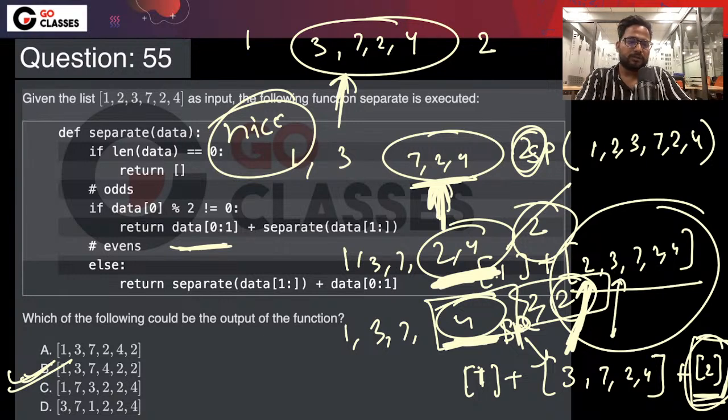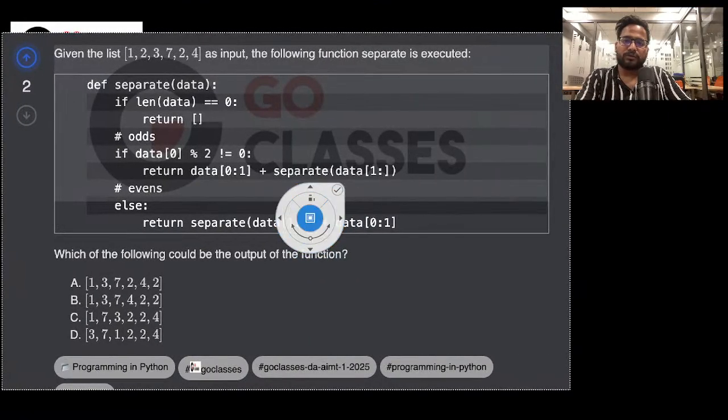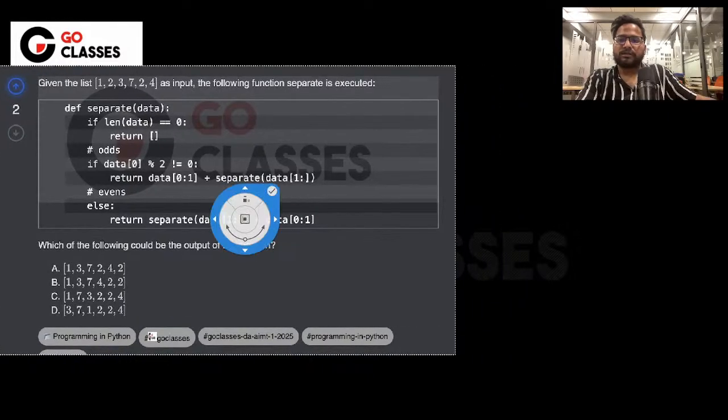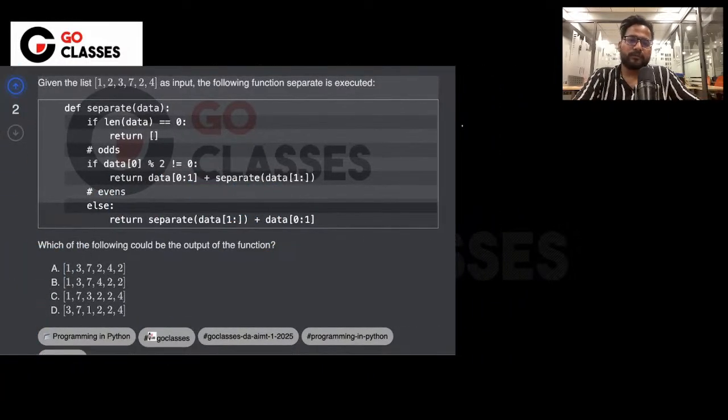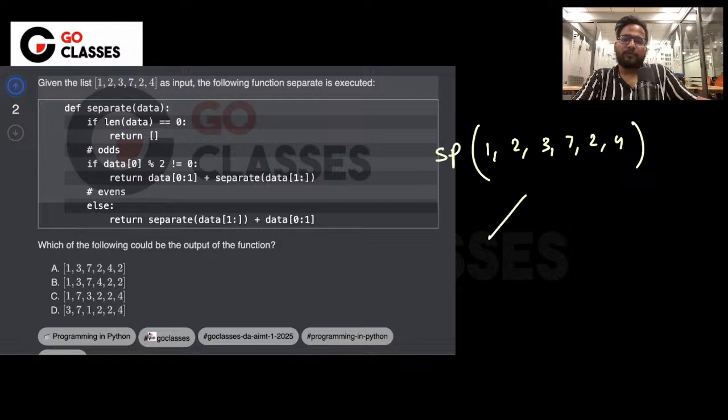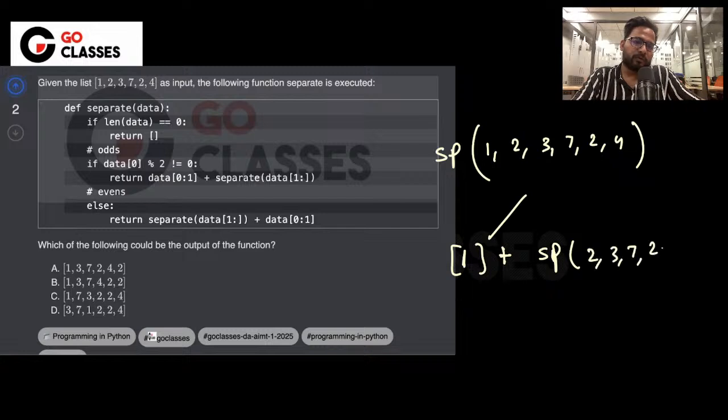Let's paste this question screenshot again. See what they are doing in this question, something like this. They are saying you are calling with 1 2 3 7 2 4, right? This is separate. Now if it is odd, then you are not doing anything. One, I mean, this will be a list plus some function call on this, whatever separate is returning, on 2 3 7 2 4.